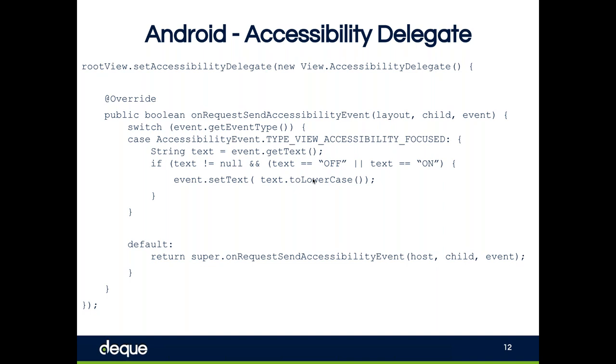So we've just fixed all of those accessibility violations, or accessibility, I guess, best practices. We fixed all of those with just a few lines of code on our accessibility delegate, rather than having to track down all of the individual switches in our application, which is an annoying and exhausting process.